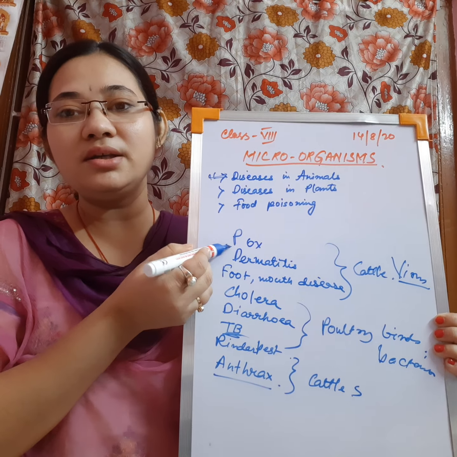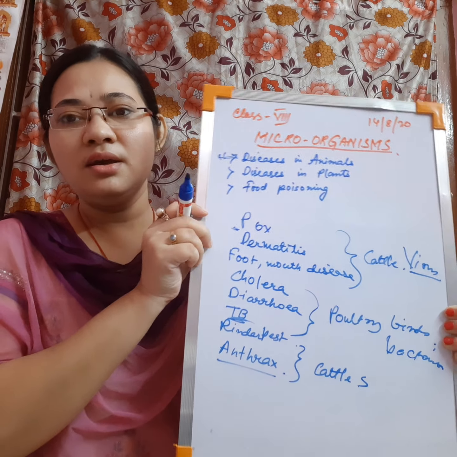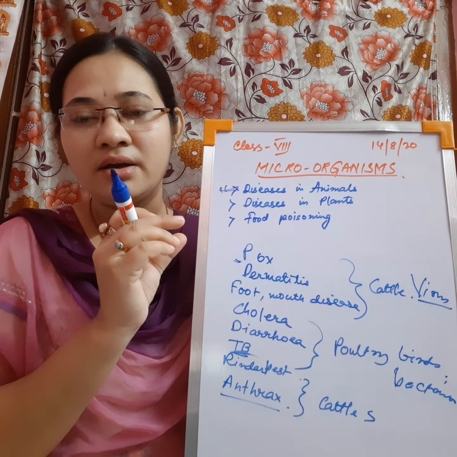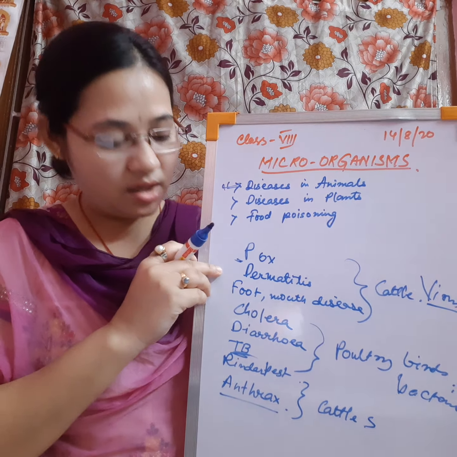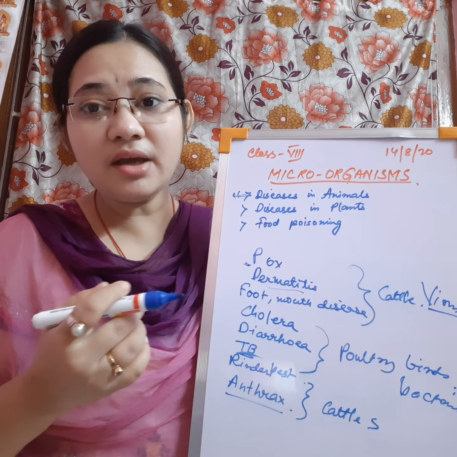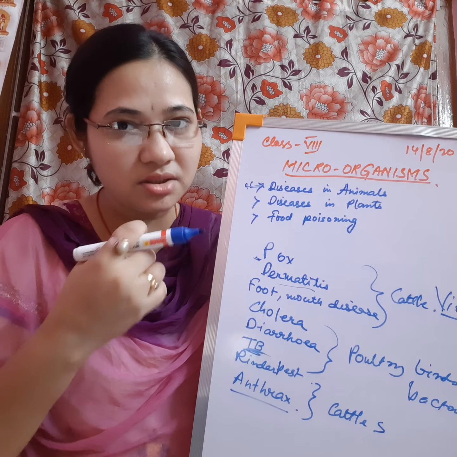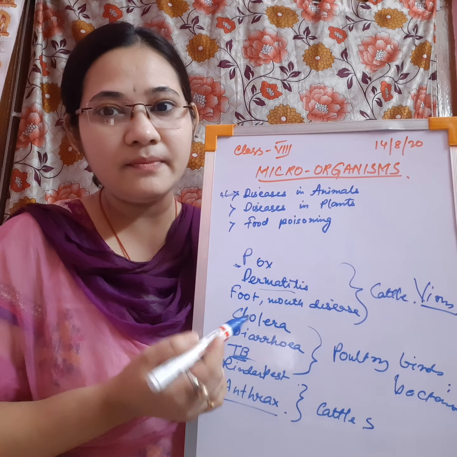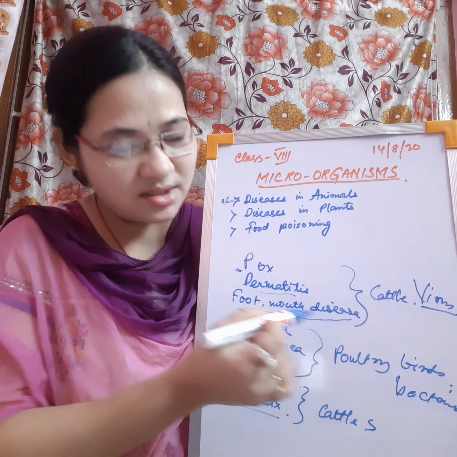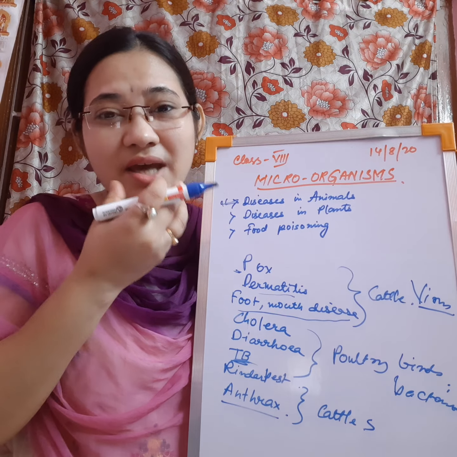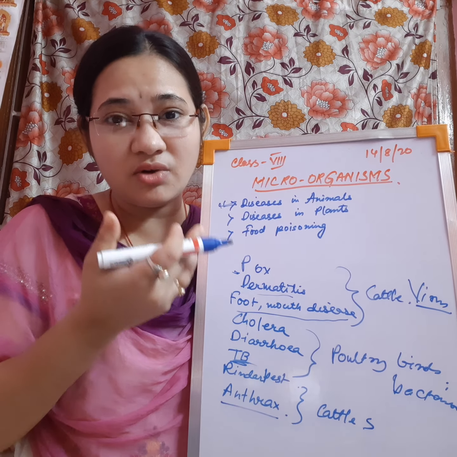Pox means a viral disease, where projections of warts are seen all over the body. Then comes dermatitis. Dermatitis means any disease related to skin, the dermis, with some itching or reddishness of the skin. Then comes foot and mouth disease, in which a lot of salivation is there. Saliva comes out from the mouth.